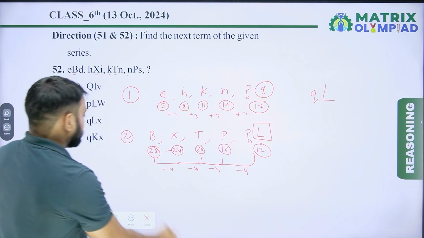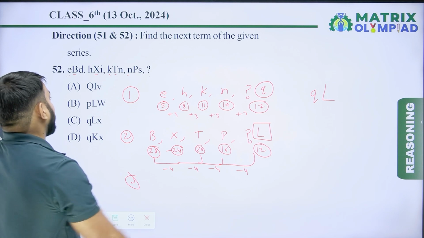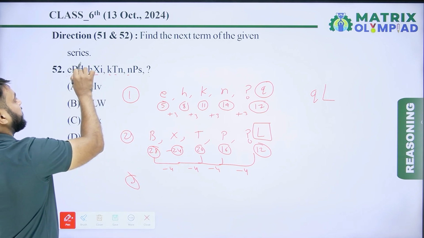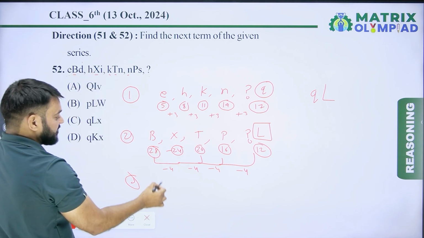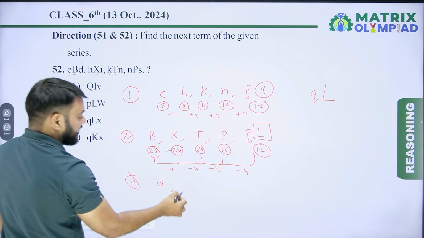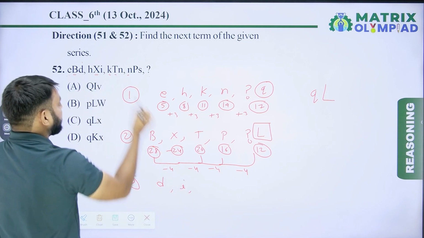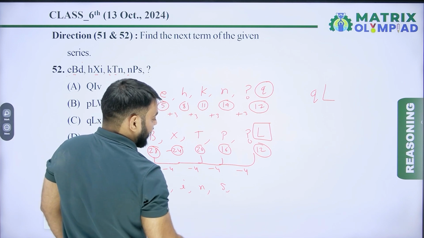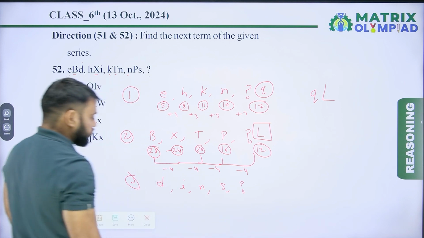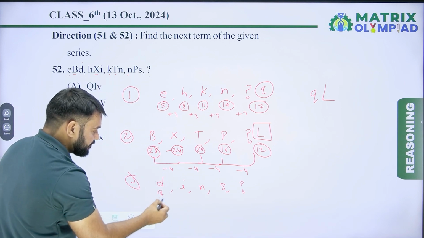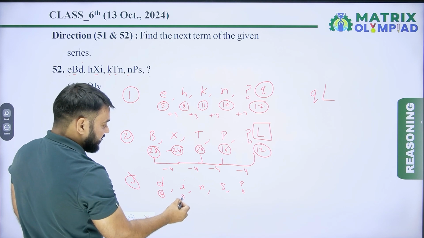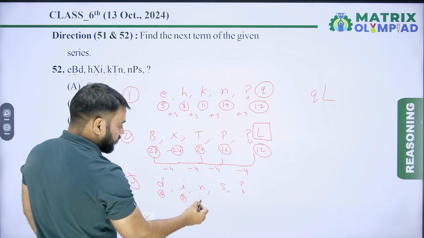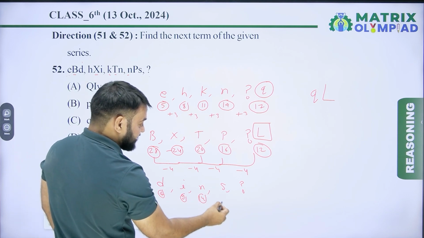So now taking the third alphabet of each term. The third alphabet of the first term is small d. After small d, next is I. After I, next is small n. After small n, next is S, small s, and find the next. So the place value of D is 4. Place value of I is 9. Place value of N is 14. Place value of S is 19.